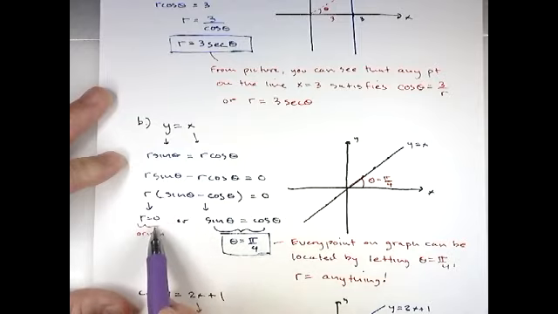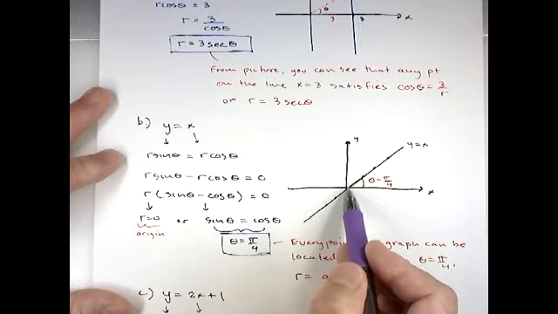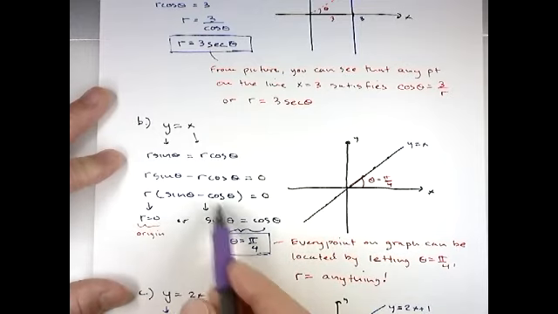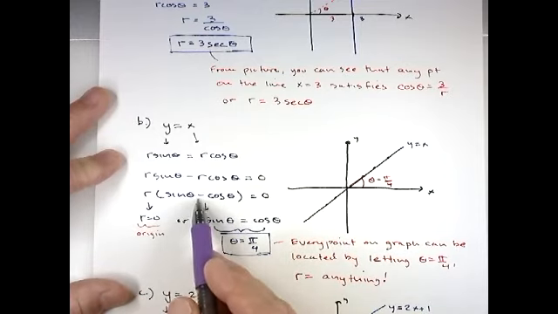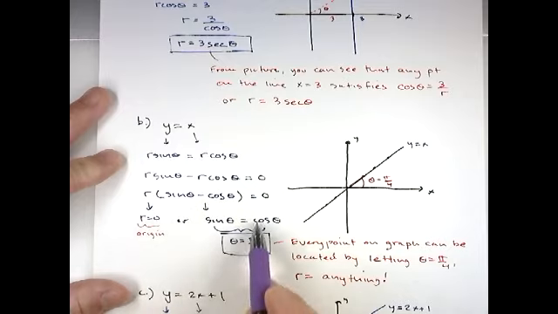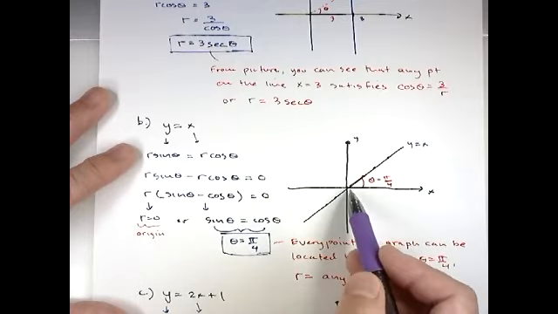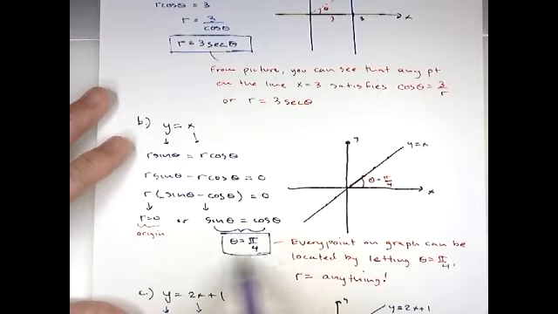two results here. R equals 0, which, okay, if r is 0, that just means you're not moving anywhere. You're at the origin. And that is a point that is on my line, but it's clearly not the whole line, right? So if I look at the other part of this, sine theta minus cosine theta equals 0, which says sine theta equals cosine theta, the only angle that would make that true is pi over 4. So theta equals pi over 4 is actually all we need.